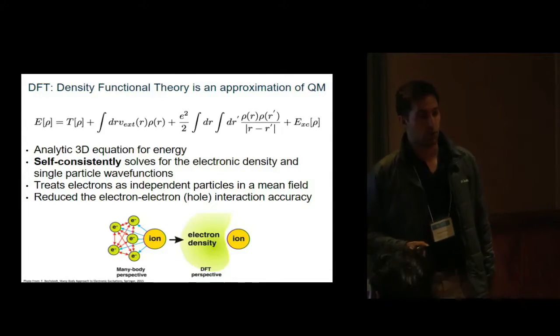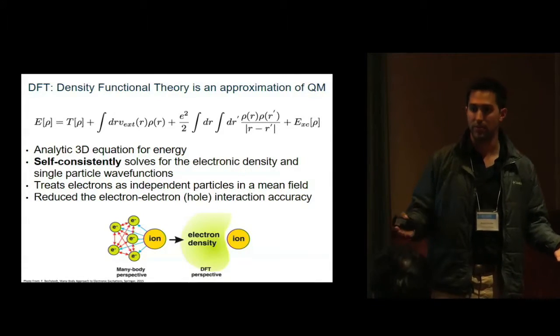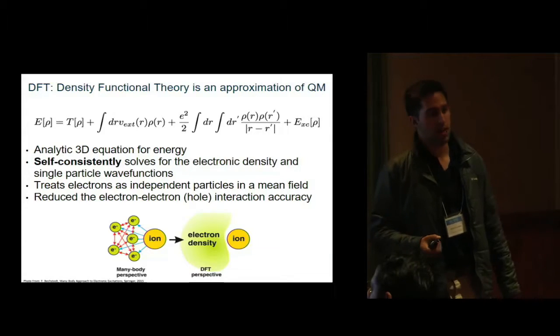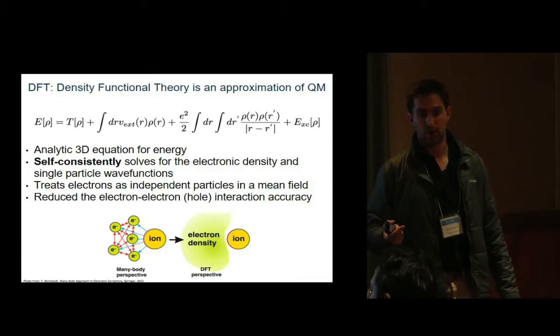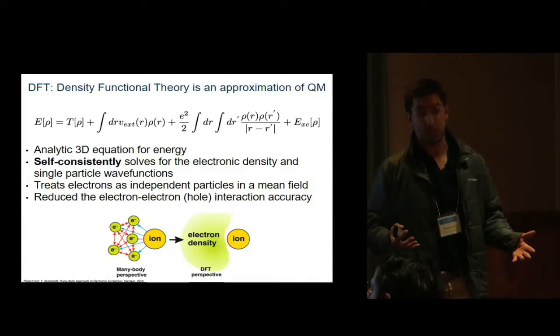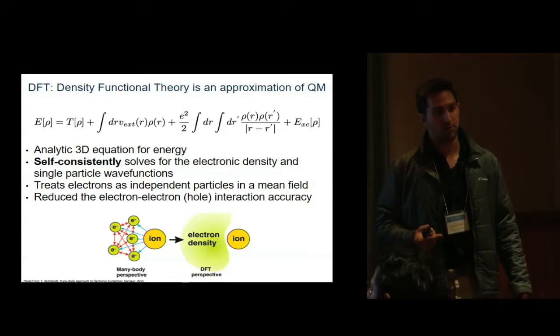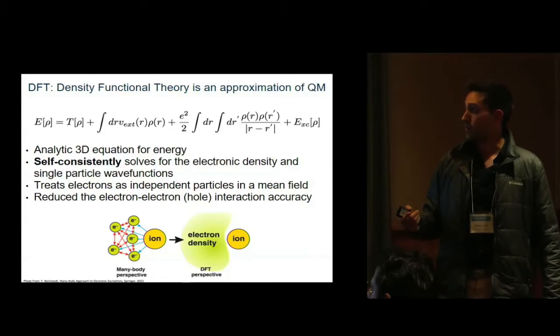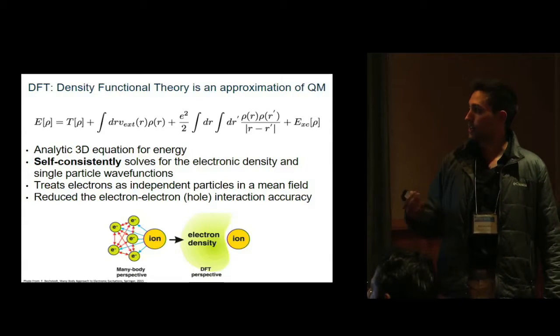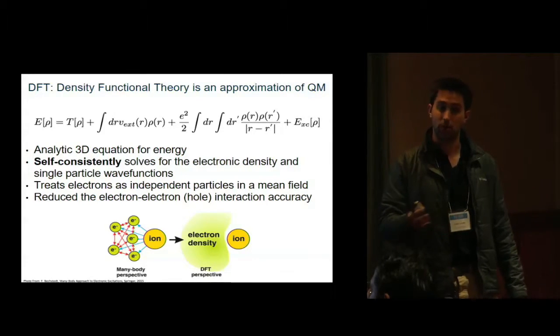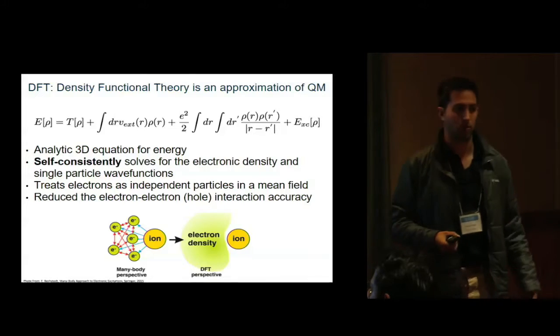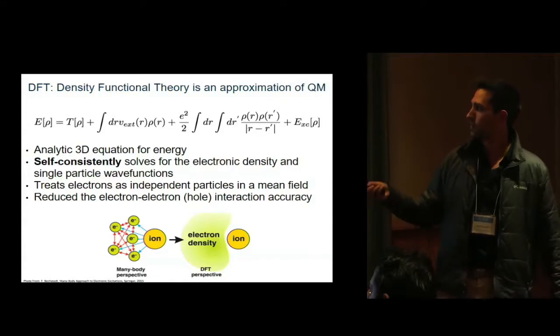So we replace the Schrodinger equation in quantum mechanics with something called the Kohn-Sham equation, which is an analytic self-consistent equation for the energy of a set of atoms and electrons. This treats the electrons, again, as independent particles moving in a mean field. And it also reduces the electron-electron, or electron-hole, accuracy. And holes are the absence of electrons.